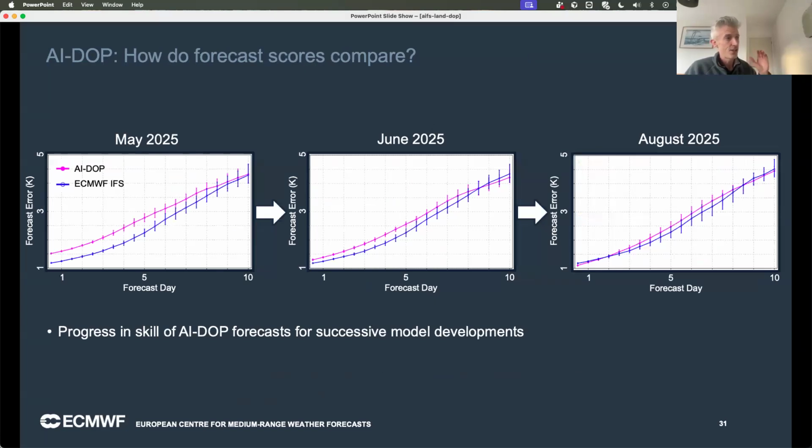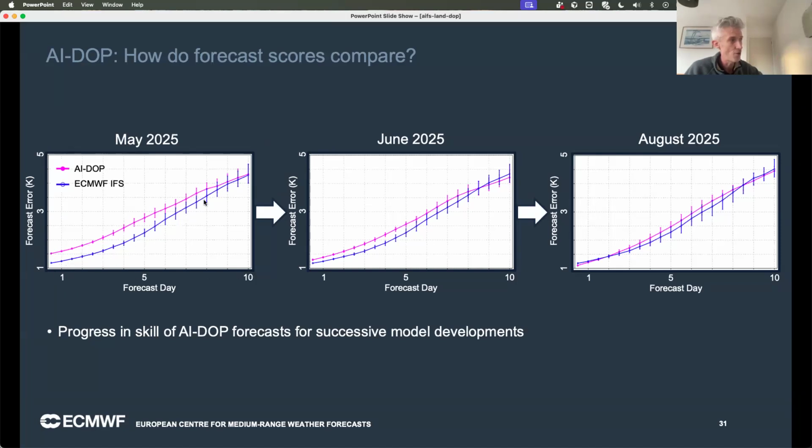And so just to give you a look at how the scores are looking, we've actually had some more recent updates to this now, but I haven't put it in. The main idea here is this is the kind of progress in the models that we train. So this is a model we trained in May 2025. This is one that we trained in June 2025, and this was one that was trained in August. And what we're showing you here is the forecast error of temperature at 850 hectopascals in the atmosphere, and this is from day 1 to day 10.